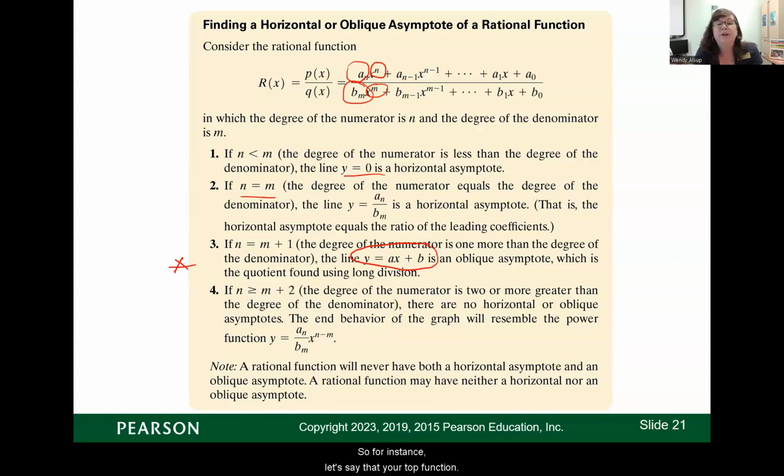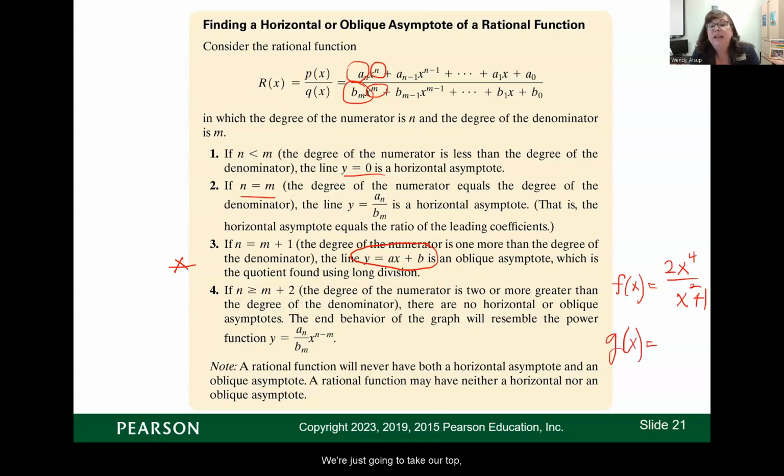So for instance, let's say that your top function, let's just give us a really simple one. Let's say we've got 2x to the 4th, and down bottom we only have x squared. Well, this one actually simplifies totally, or let's say x squared plus 1. All right, so then your end behavior is going to be very much like the function g of x.